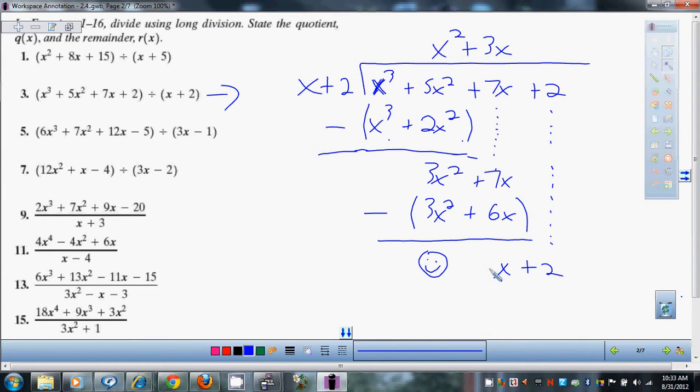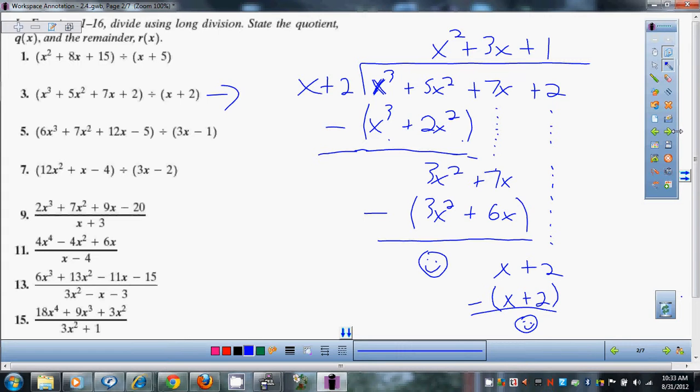What's x divided by x? Uno. Then we do the second step all over again. 1 times x plus 2 is x plus 2. Third step all over again. And if there's nothing left, then there's no remainder, and this is your answer. Not always. We are happy when it becomes 0.